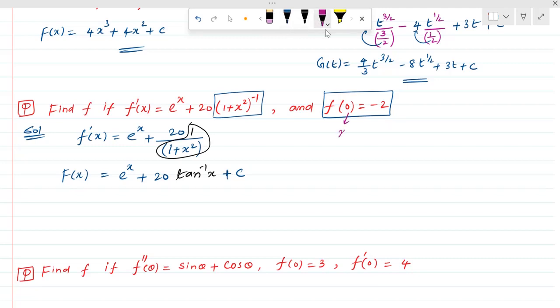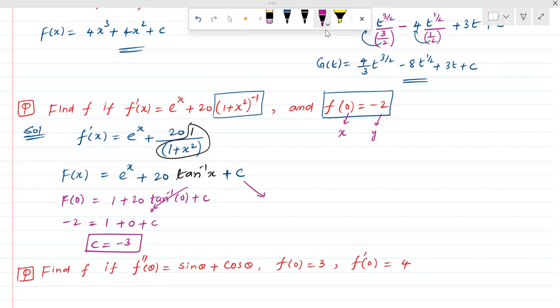I have to substitute, this is x and this is my y value. So I just substitute the value. What happened? F of 0 equals e power 0, which is 1, plus 20 tan inverse of 0 plus c. So this value is minus 2, given. Minus 1 plus this entire term is 0. So 0 plus c. If you move the other 1 to that side, it becomes c equals minus 3. So I just replace this c.